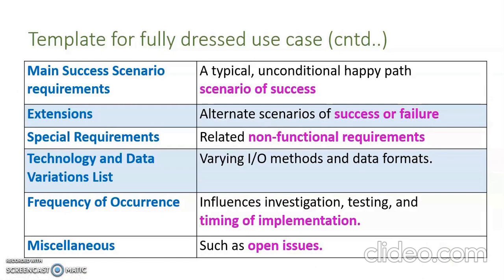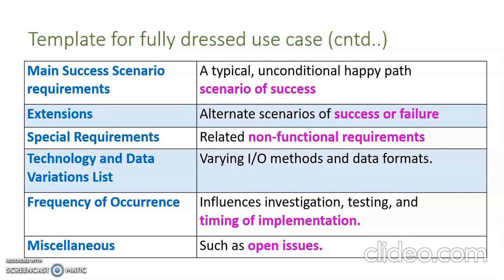And the next one is the main success scenario and then extensions. This we have seen already in casual. The main success scenario is also called the happy path scenario. Extensions can represent alternate scenarios, which could involve both success as well as failure scenarios in this format.